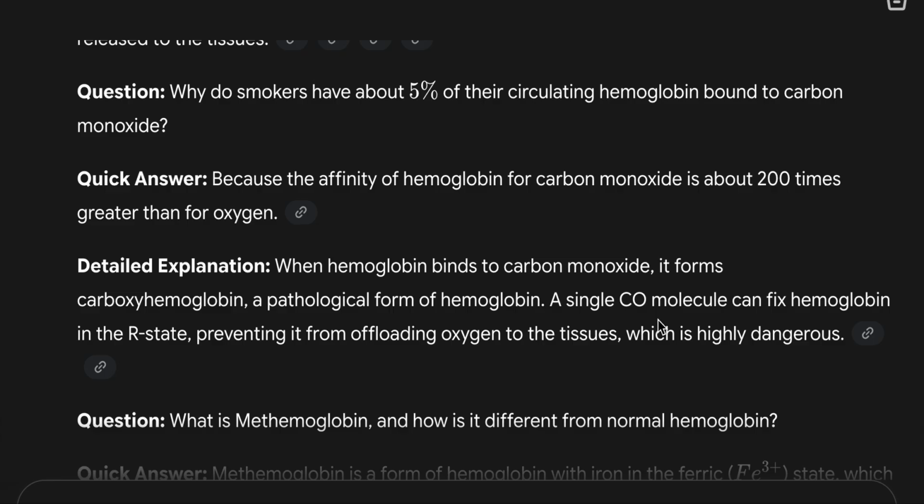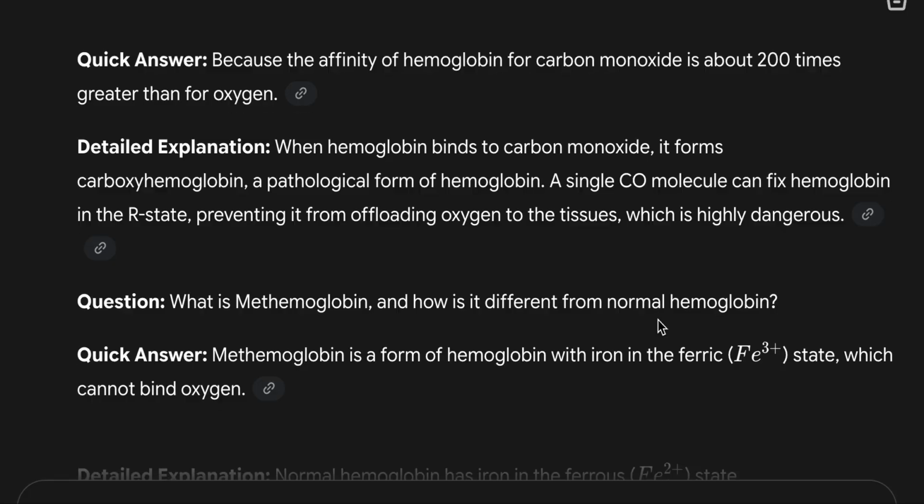When hemoglobin binds to carbon monoxide, it forms carboxyhemoglobin, a pathological form of hemoglobin. A single carbon monoxide molecule can fix hemoglobin in the R state, preventing it from offloading oxygen to the tissues, which is highly dangerous. We can reverse this. This is reversible with pure oxygen treatment.